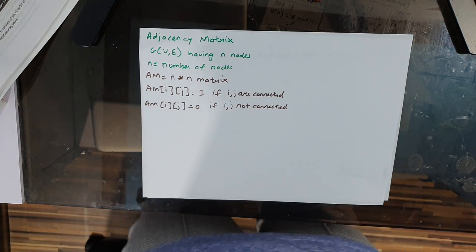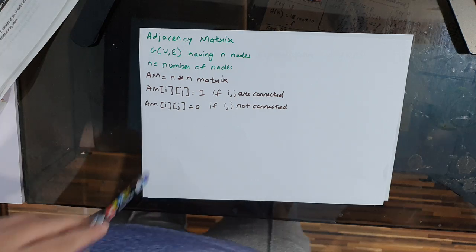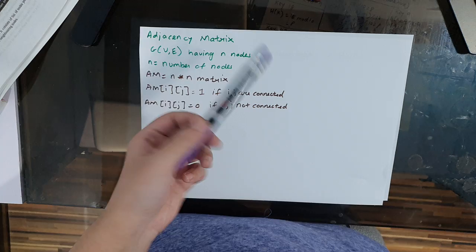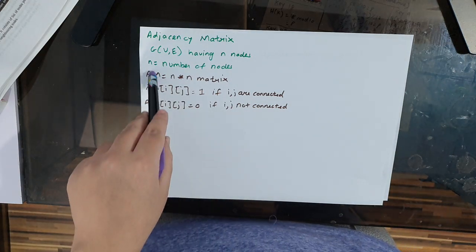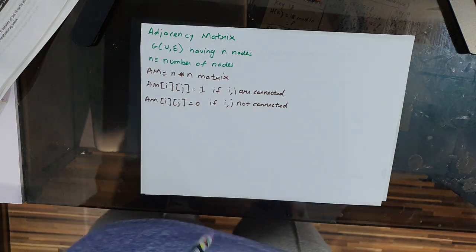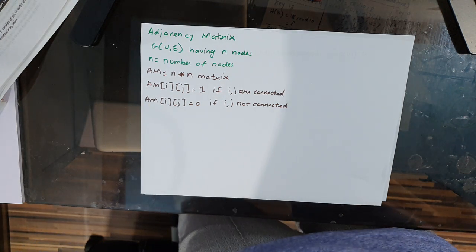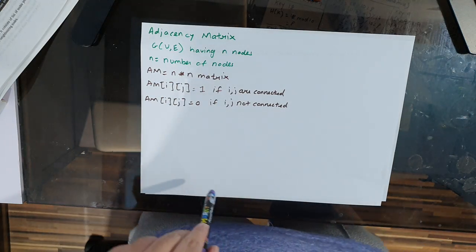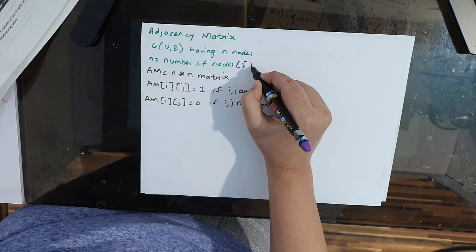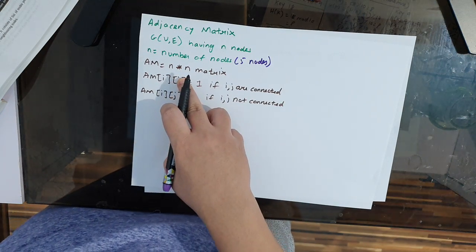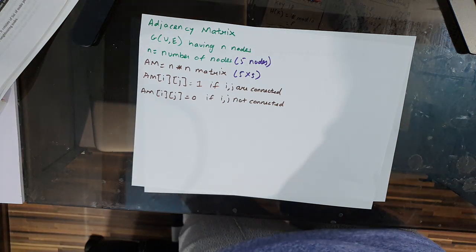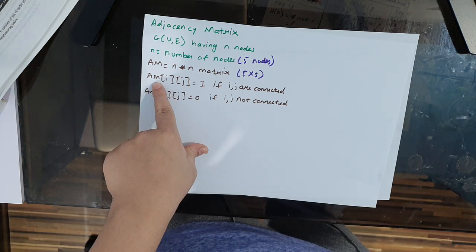So the first is adjacency matrix. We all know that a graph is a collection of nodes, vertices and edges, and it basically has n number of nodes. Let's assume that n stands for the number of nodes in the graph. So we are going to have a matrix of n into n. Suppose we have 5 nodes in a graph, it means we will have a matrix of 5 into 5. And AM stands for adjacency matrix.